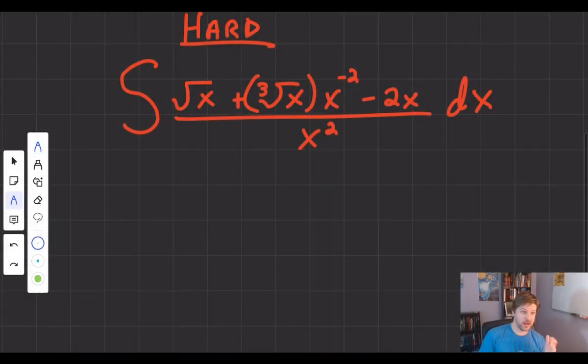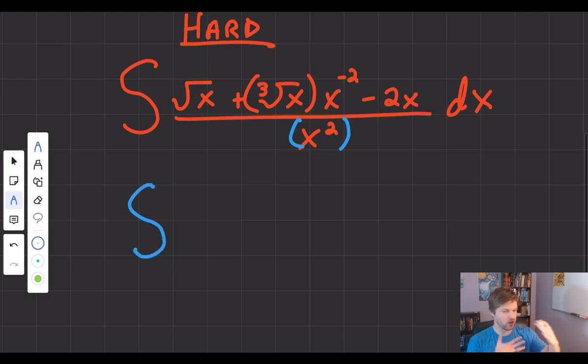Okay, so now let's take a look at this hard one. As you guys can see, there's a lot going on here, but it's not much different from the last one. We just have this little extra x squared. So let's rewrite this, and as I'm going along, I'm going to change all the radicals to exponents, and I'm going to divide everything by x squared.